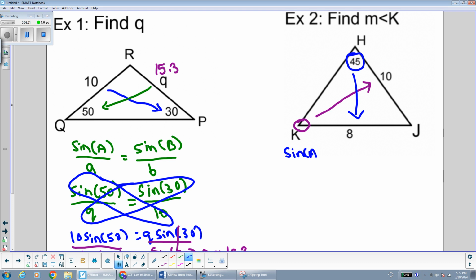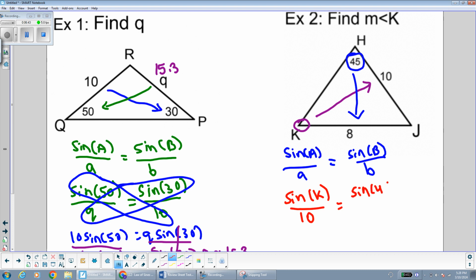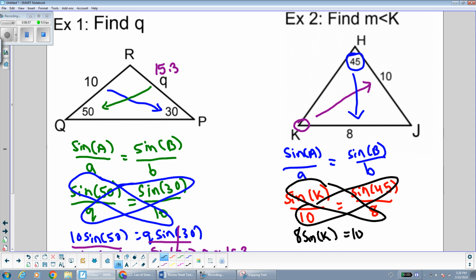Sine of one angle over the side across from it equals sine of another angle over the side across from it. I'm going to plug in. So one of my angles I'm going to use is angle K because it's the angle I'm looking for, over the side opposite from it. The other angle I'm going to use is the 45-degree angle because I already have the side opposite from it. From here, I'm going to cross multiply my proportion. I have 8 sine of angle K equals 10 sine 45.